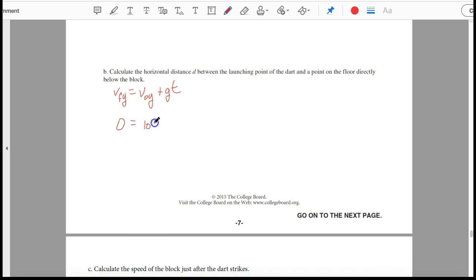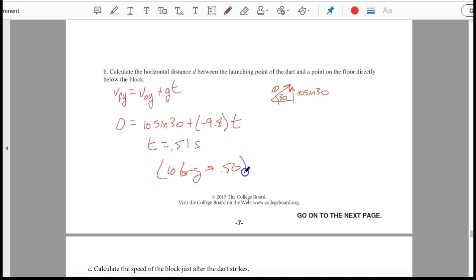The original velocity is going to be 10 times the sine of 30. Why is it 10 times the sine of 30? Because we're worried about the velocity going up and down, which is right there. We said that this is 30, we know this is 10, so this side is going to be 10 sine of 30. 10 sine of 30, and then we're going to add to that the negative 9.8 or negative 10, up to you, times time. And so our time here is 0.51 seconds. If you use 10 for g, you're going to get 0.50 seconds. So there's really not a big difference, and they make sure of that.